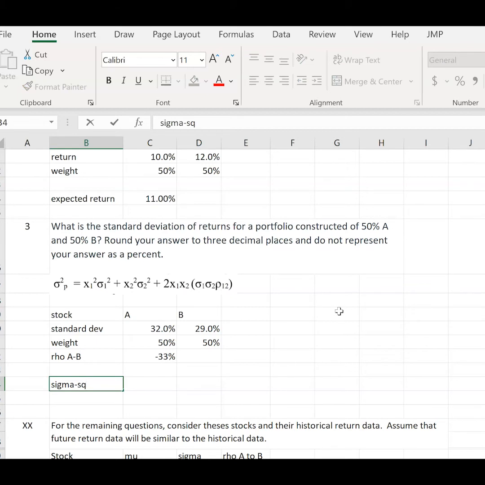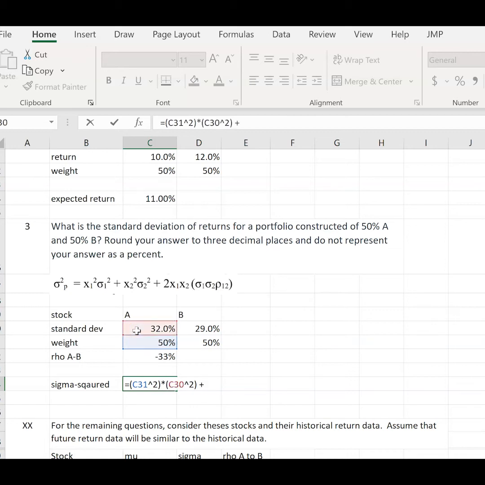Sigma squared is going to equal the weight of stock A squared times the standard deviation of stock A squared, plus the same thing for stock B, so the weight of stock B squared times the standard deviation of stock B squared, plus 2 times the weight of stock A times the weight of stock B times the standard deviation of stock A times the standard deviation of stock B times rho, or the correlation between stocks A and B.